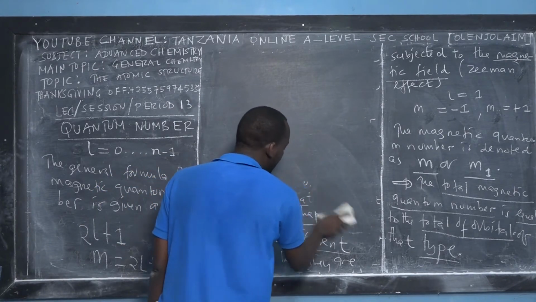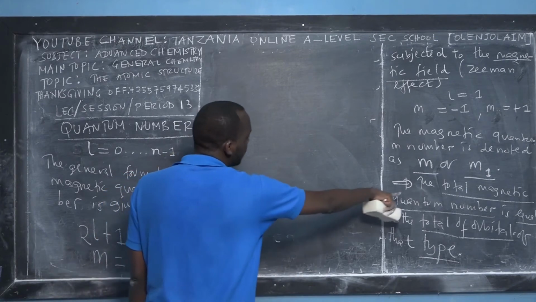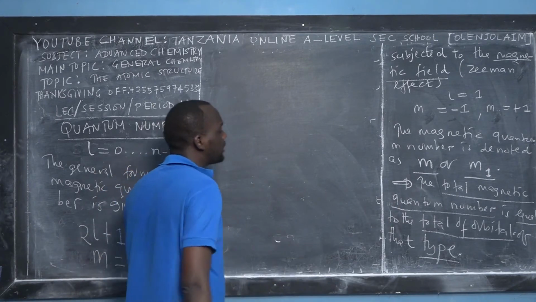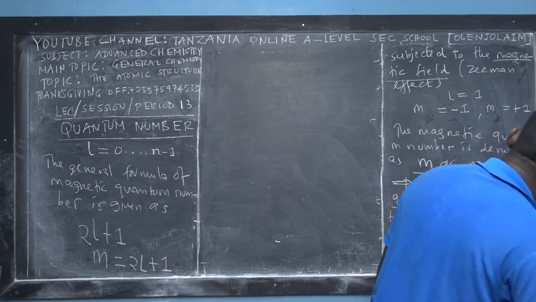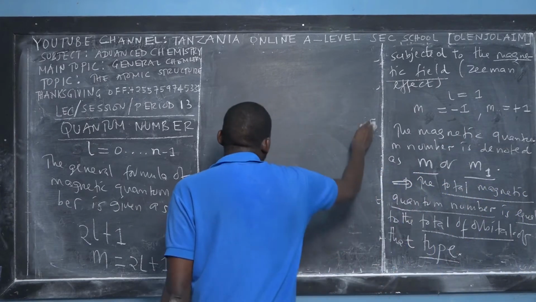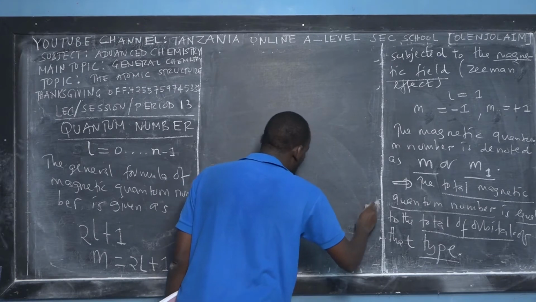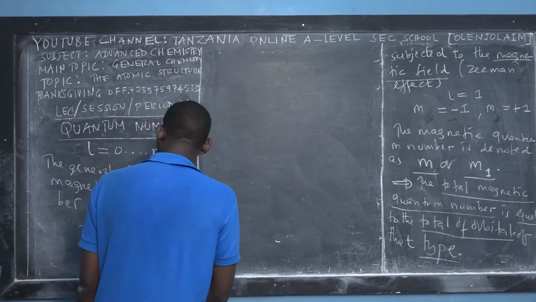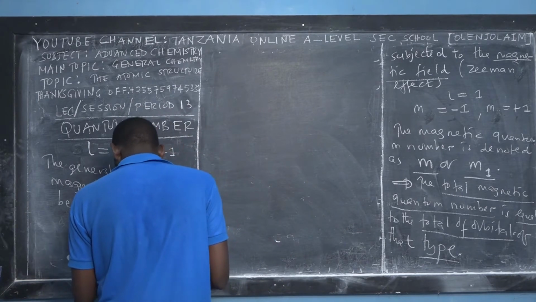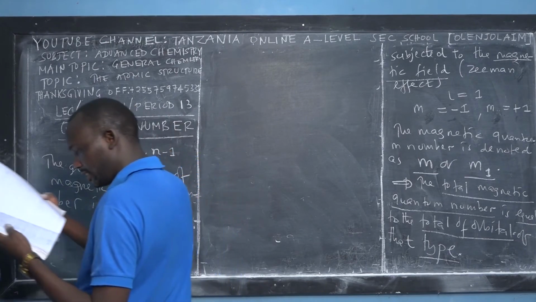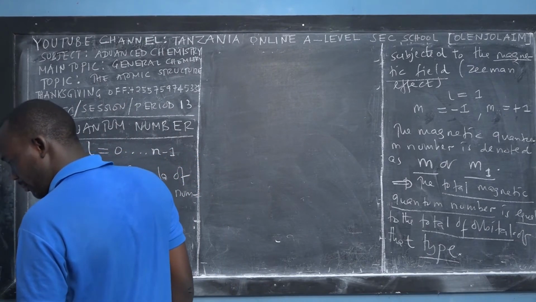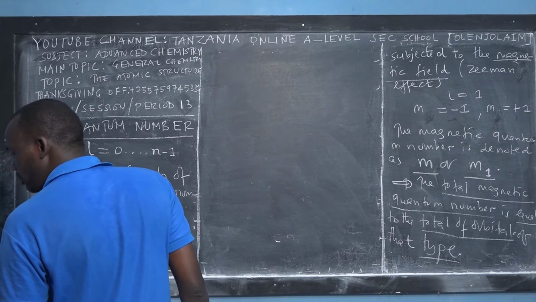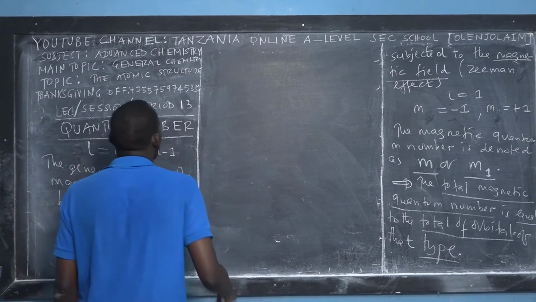So I will remember that I didn't explain clearly the meaning of this sentence: that the total magnetic quantum number is equal to the total number of orbitals of that type. I will explain it to you simply right now by using an example. Okay, so this is the general formula. If that's the general formula, now we can learn something about the number of orbitals in each sub-energy level.